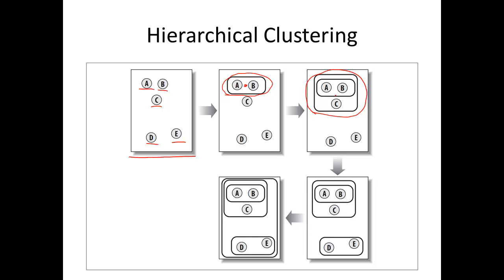Now the next closest thing that we are going to find will be that D and E are quite close to each other. So these are joined into a cluster. And then lastly, we basically only have the center point of D and E and the center point of A and B and C, and then we'll join them into a cluster.